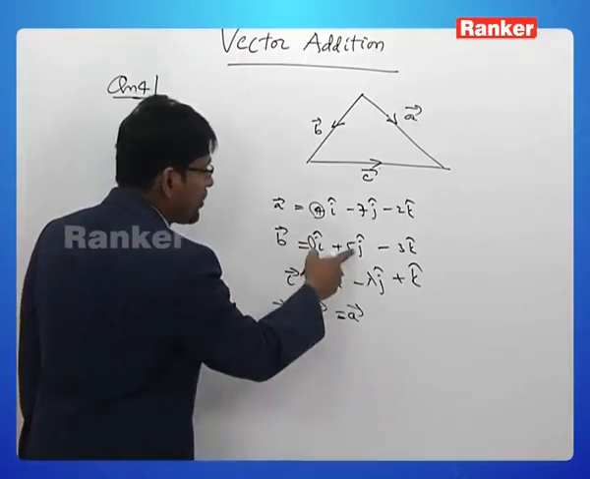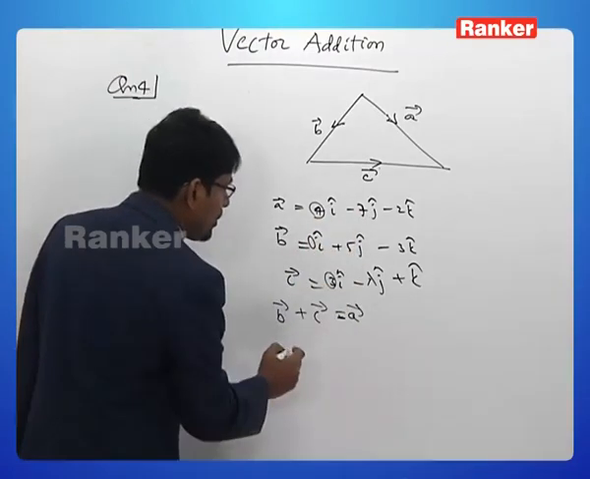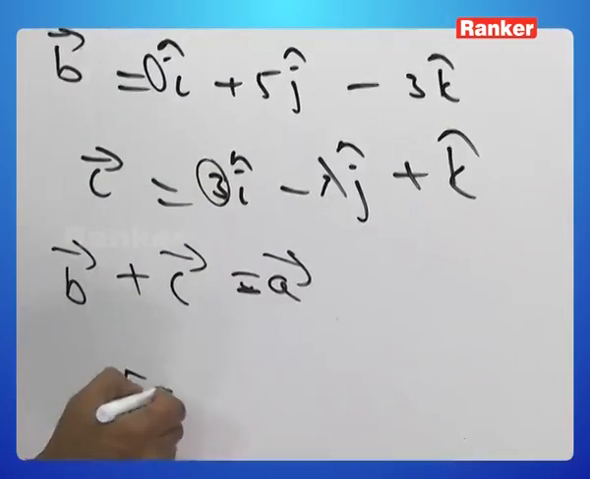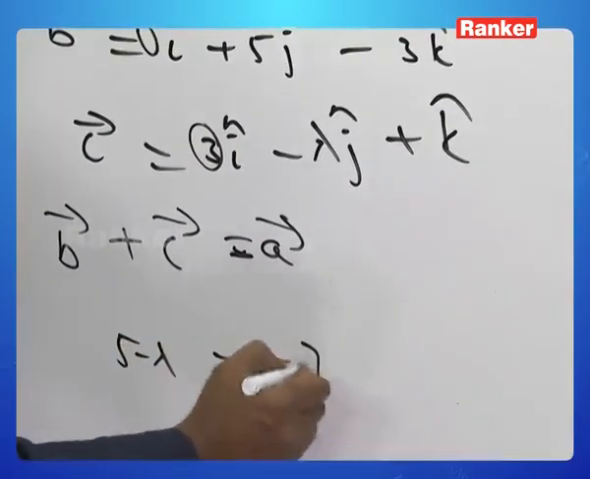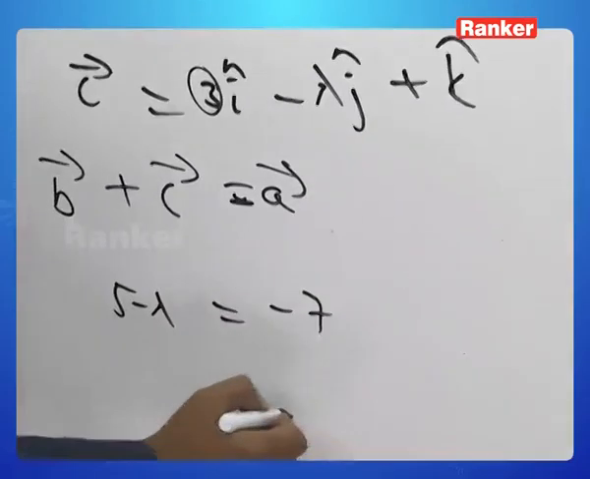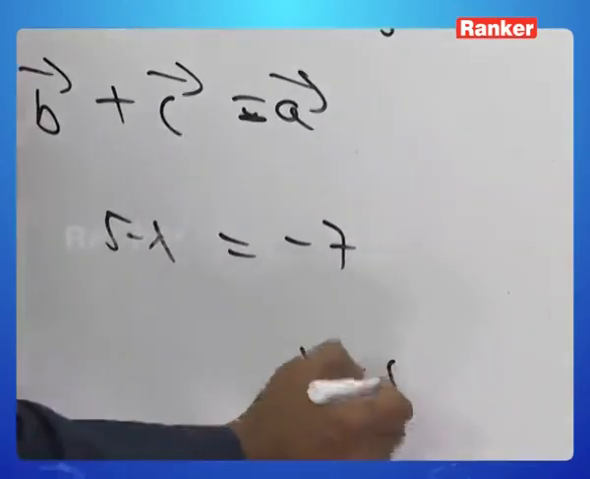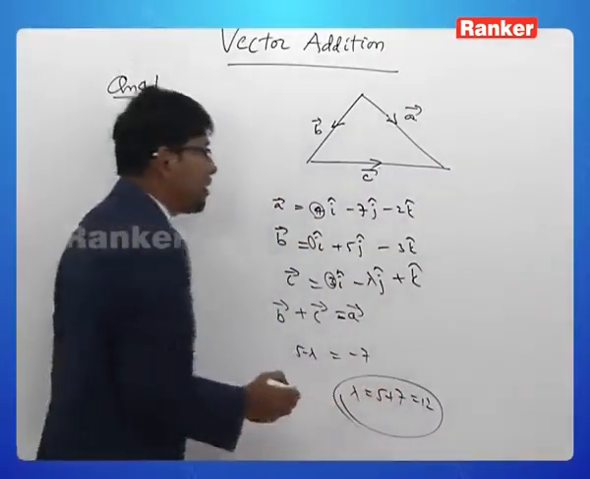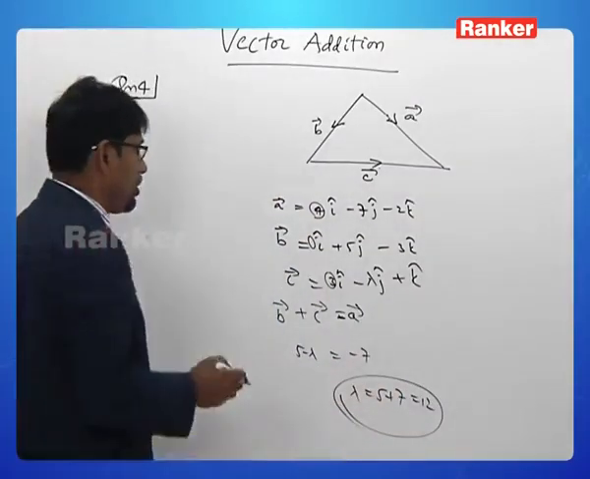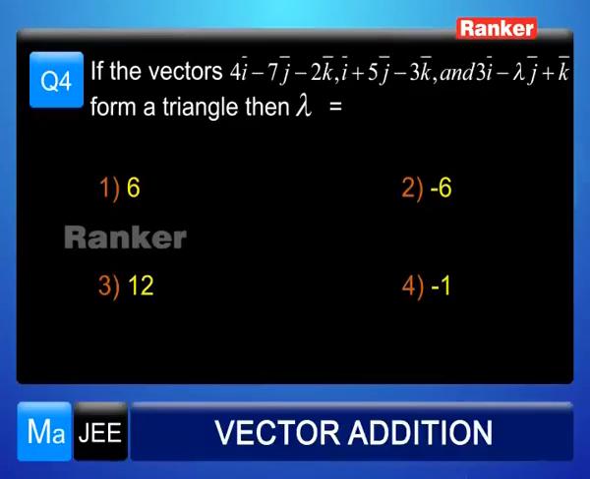So what do you observe? That 5 minus lambda, 5 plus of minus lambda should be equal to minus 7. So lambda should be equal to 5 plus 7, that is 12. So this is a possible answer. So lambda has to be 12. Option 3 is the right answer.